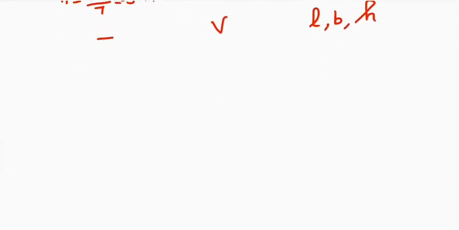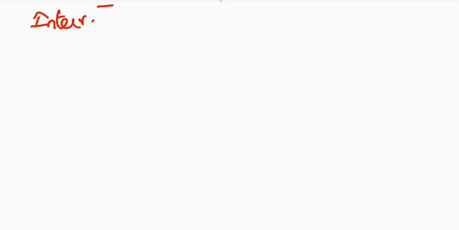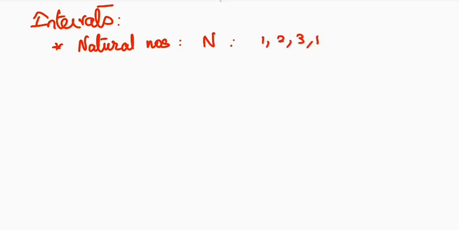So now we are moving to the second topic. What is it? It is intervals. Before moving to intervals, you should know about the number system. First, you know very well about natural numbers. How can you denote natural numbers? They are denoted by the symbol N, isn't it? Which are natural numbers? 1, 2, 3, etc. These are natural numbers.